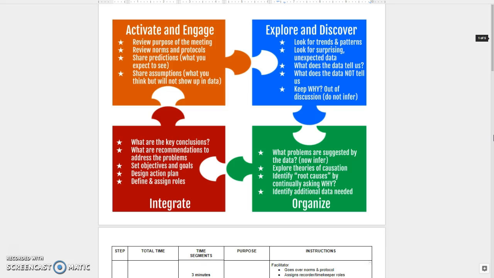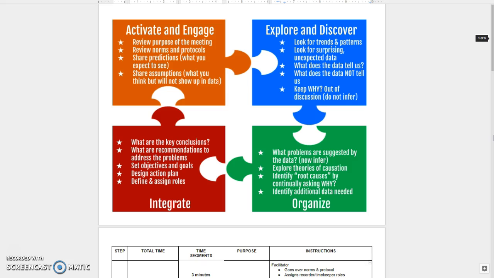This is our action plan time. We need to decide what are our key conclusions, what recommendations do we have to address the problems. This is where we set our objectives and our goals. A lot of people use the SMART goals, which can be useful. We want to be specific, measurable, achievable, and on time.